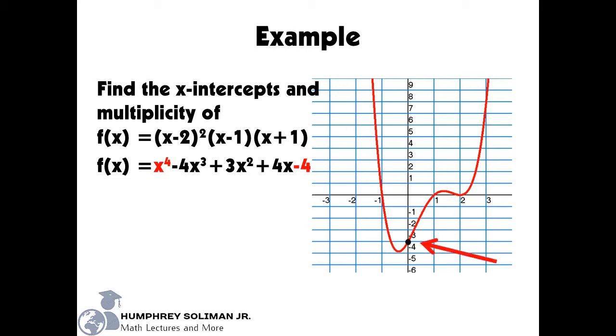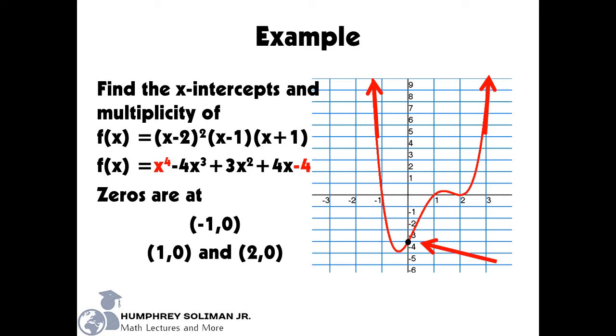Negative 4 is the y-intercept of the polynomial. And both ends of the graph go upward because our first term is positive and the degree is even. Also, the zeros are at (-1, 0), (1, 0), and (2, 0). Note that the graph crossed at (-1, 0) and (1, 0), but touched only at (2, 0).